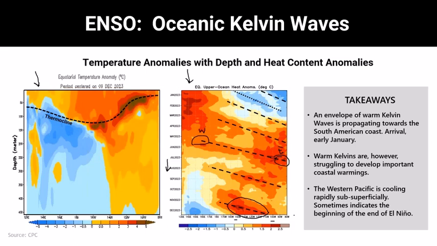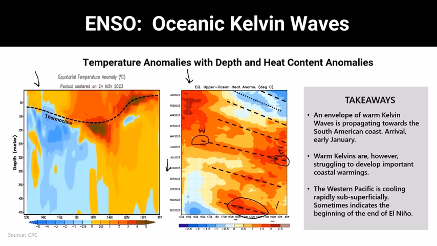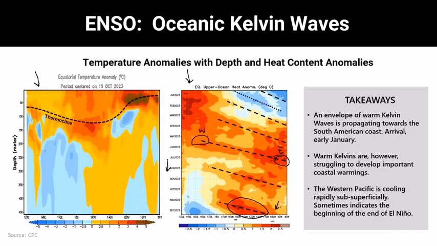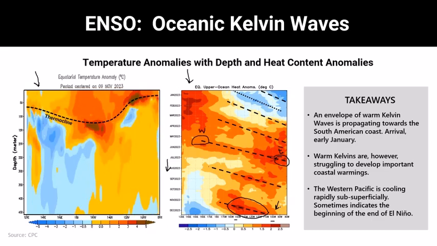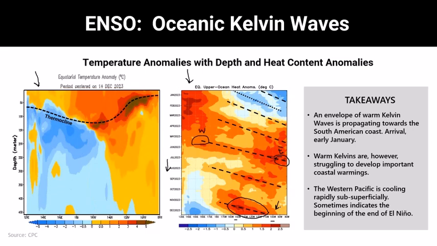So this is a little bit scary, but there are other things happening. One of the things is if you look, the bulk of the warming is struggling to reach the coast. So the coast looks like it's warming, but not as much as it could. And this has to do with interactions with coastal processes, ¿no?